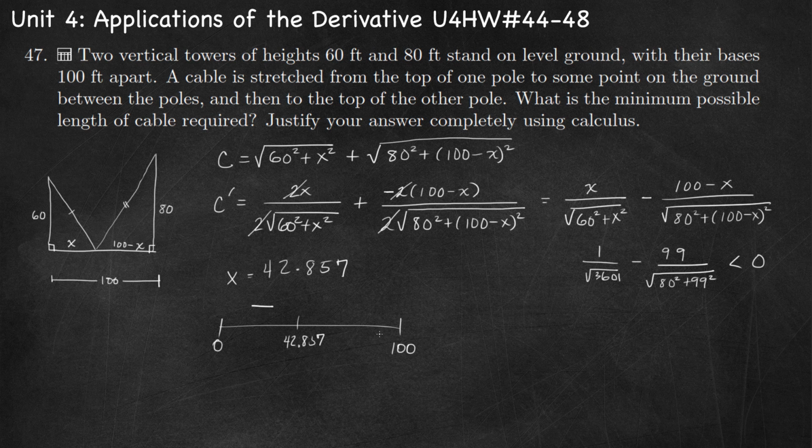If I use 99, I get 99 over the square root of 60 squared plus 99 squared, minus 1 over the square root of 80 squared plus 1, and that is positive. So our length is changing from decreasing to increasing. That means we have a relative minimum at 42.857, and it also must be an absolute minimum since it is the only turning point there. We are trying to minimize the length of the cable. So we know this is our solution.